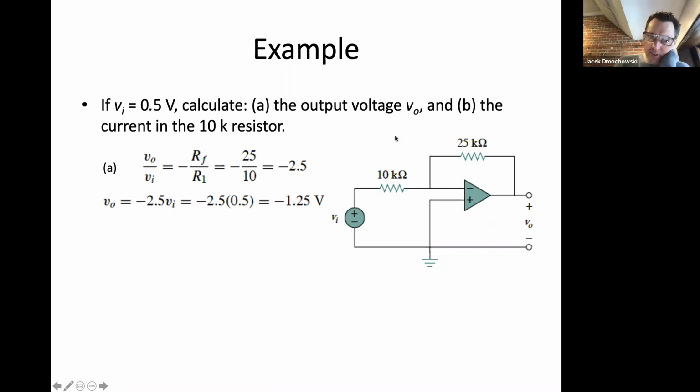And we are also asked to calculate the current across the 10K resistor, right? So how much current is flowing from here to here in this picture? You can express it as an equation if you want. You don't have to give me a numeric answer here.